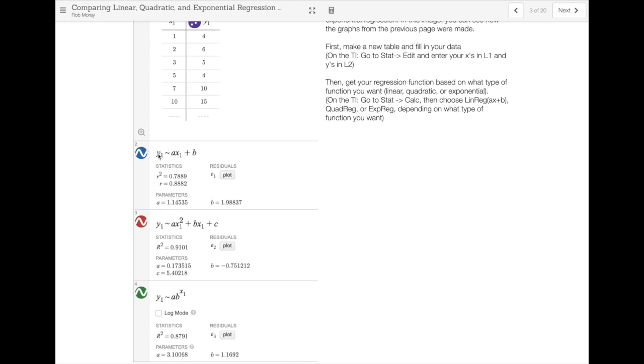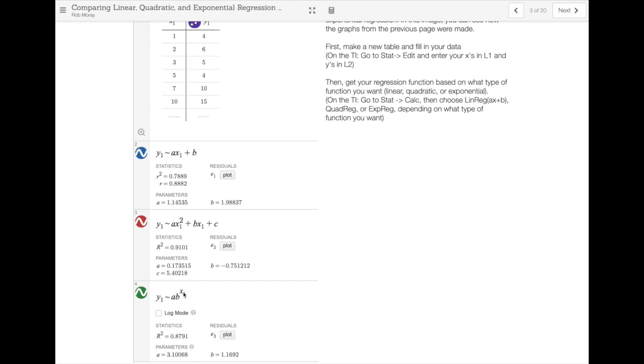You can see here that we have linear, quadratic, and exponential. They look just like the general forms: y equals mx plus b, y equals ax squared plus bx plus c, and y equals a times b to the x.